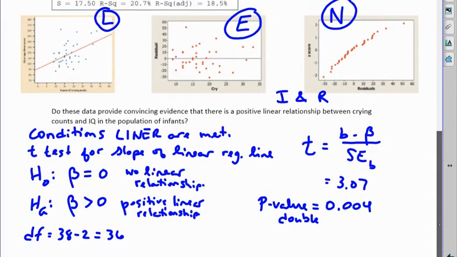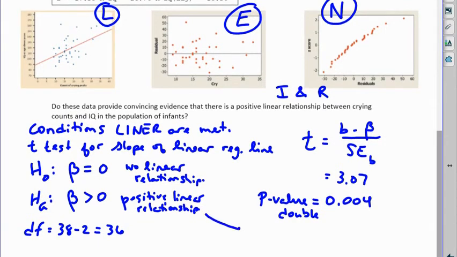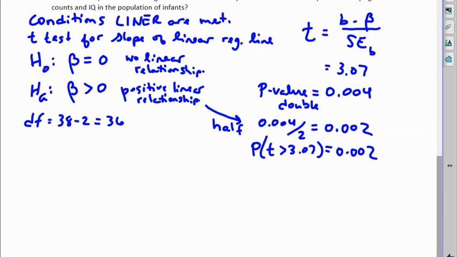They gave us that. And so the probability that our value is going to go above that is really half of the p-value that they gave in the output, because they gave 0.004. But remember that Minitab is for a two-tailed situation, so we need to divide that in two and we get 0.002. So the probability that our t will go above 3.07 gives us a p-value of 0.002.